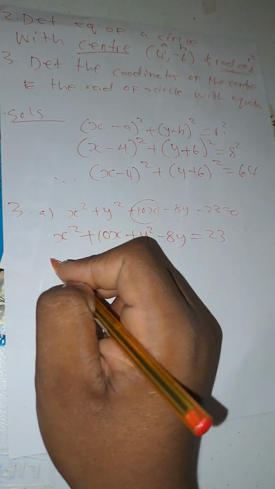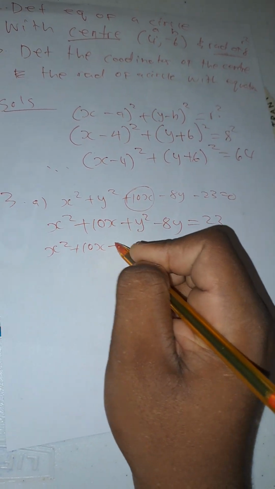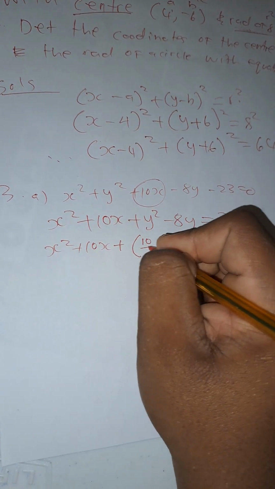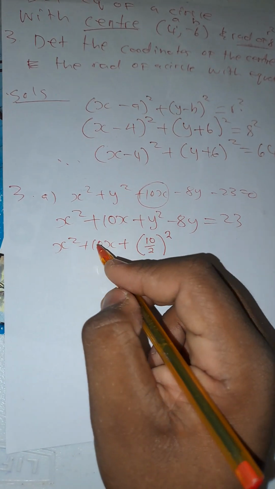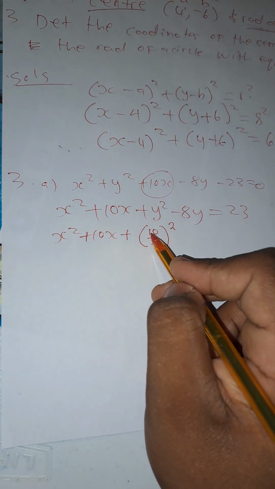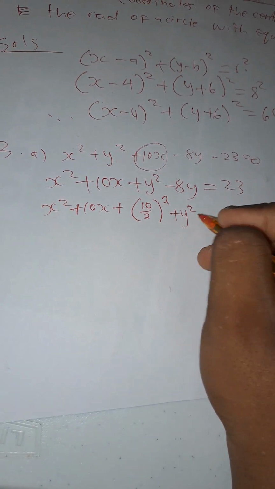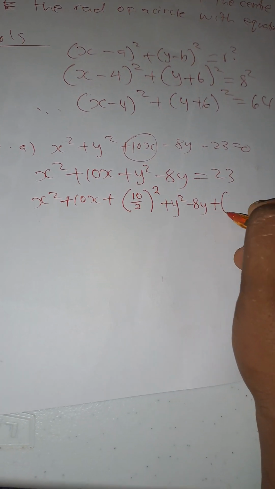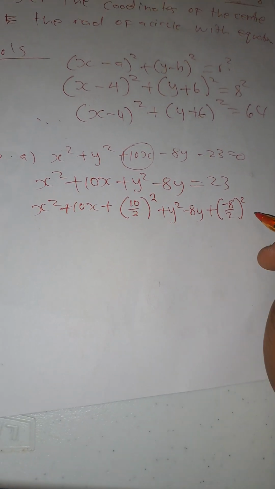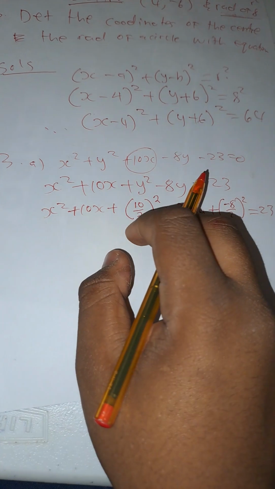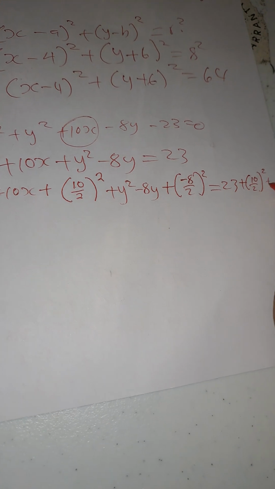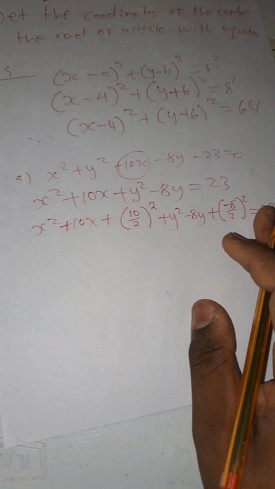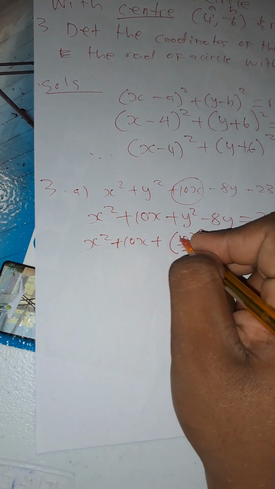How do you do it? You'll say x² + 10x + (10/2)², putting it in a bracket. You are completing the square. So if it is positive 10x, you put positive 10 over 2, then plus y² − 8y plus (−8/2)² equals 23. What you do on the left, you do on the right-hand side, so it will be plus (10/2)² plus (−8/2)². What is 10 divided by 2? It is 5.